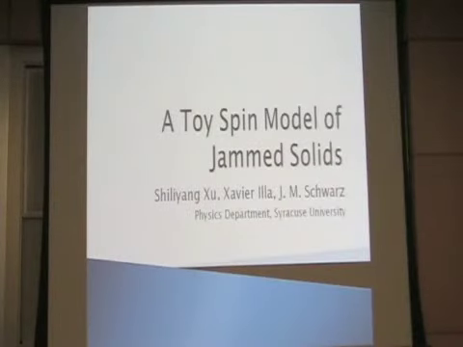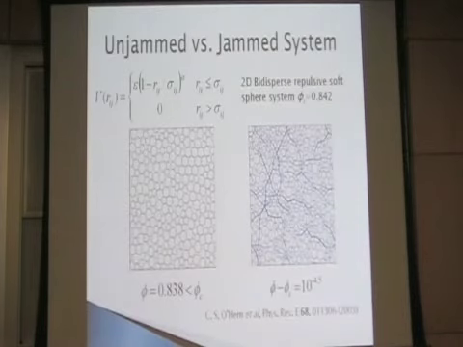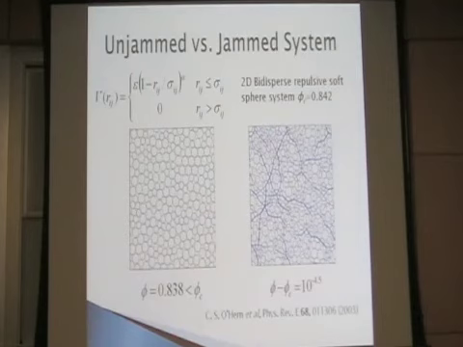Okay, so today I'm going to talk about a model for jamming. The jamming transition happens when the packing fraction increases to a critical value, at which point the system becomes amorphous from a fluid-like system. Here I show some simulation results in a 2D bidispersed repulsive soft-sphere system. Here, the packing fraction is below the critical value, and here the packing fraction is slightly above the critical value.